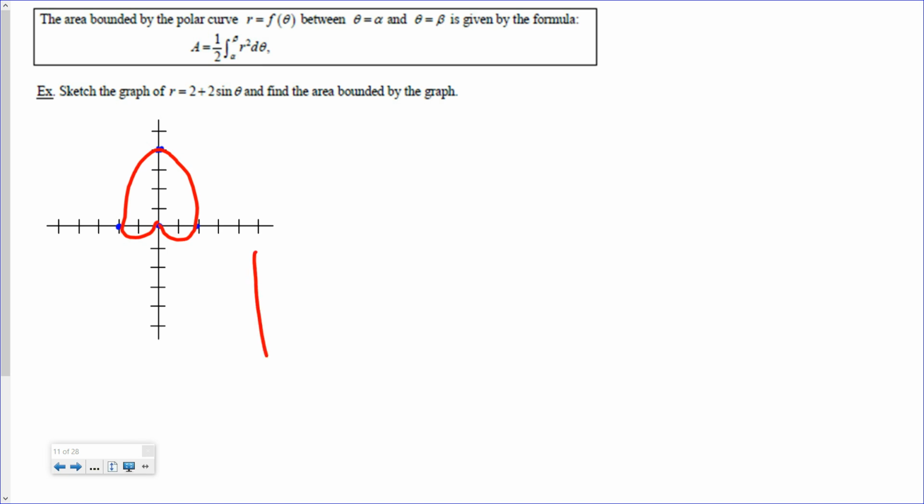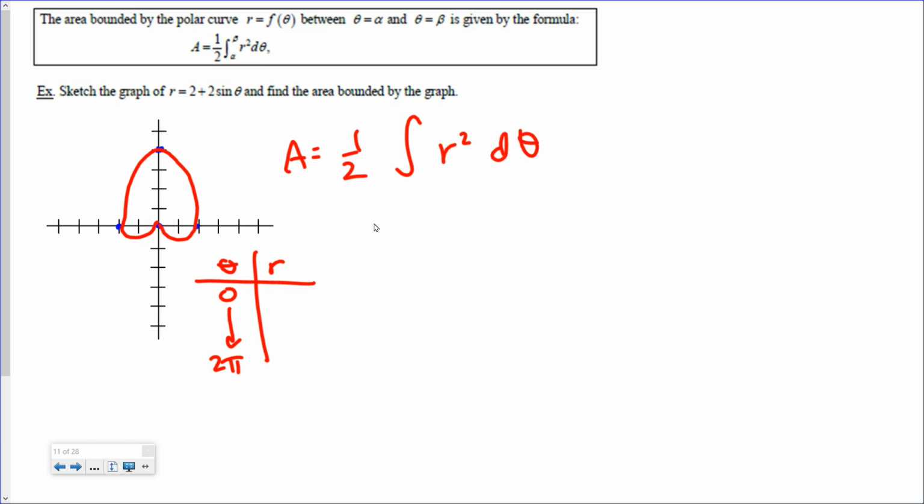The nice thing about the cardioids and the limaçons, theta and r, is that it makes a full period from 0 to 2 pi. So you can just memorize that. For cardioids and limaçons, it's always 0 to 2 pi if you want to get the area of it. So we're going to find the area of this cardioid, and the area is 1/2 r squared d theta.